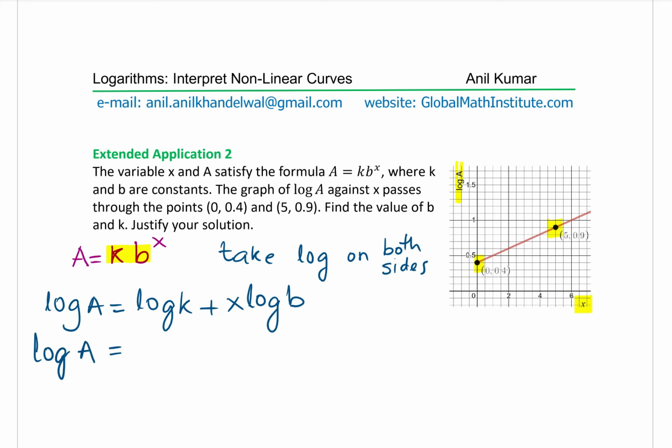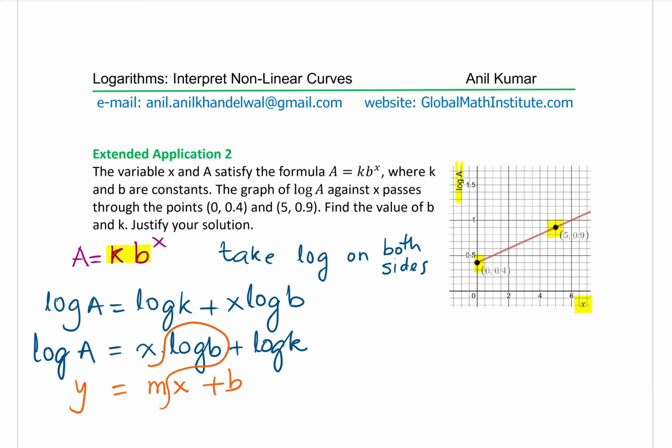Log of a, we will rearrange. So x, the slope being log b, y-intercept being log k. So that is the equation which is similar to y equals mx plus b. So the gradient m is log b for you, and the y-intercept b is log k for you. Is that clear to you? So that is how they are connected.